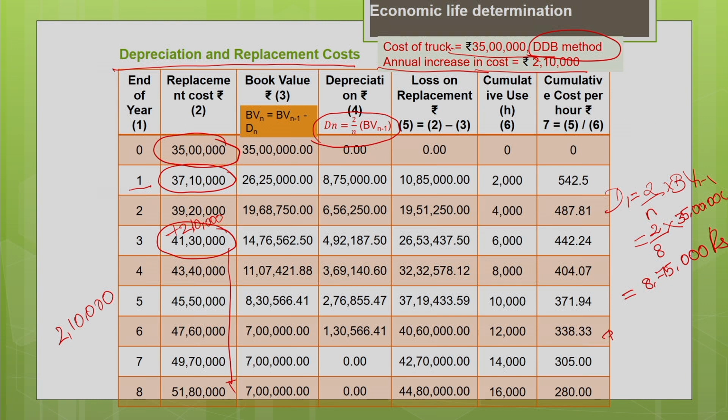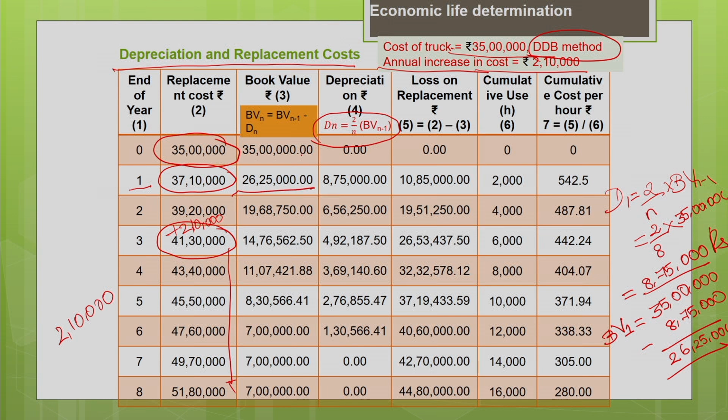Now, you calculate the book value at the end of the first year. Book value at the beginning of the year is 35 lakh minus your depreciation for the first year. Depreciation for the first year is 8,75,000. You subtract both, you will get the book value at the end of first year. It is nothing but 26,25,000. So, that is the book value at the end of the first year.